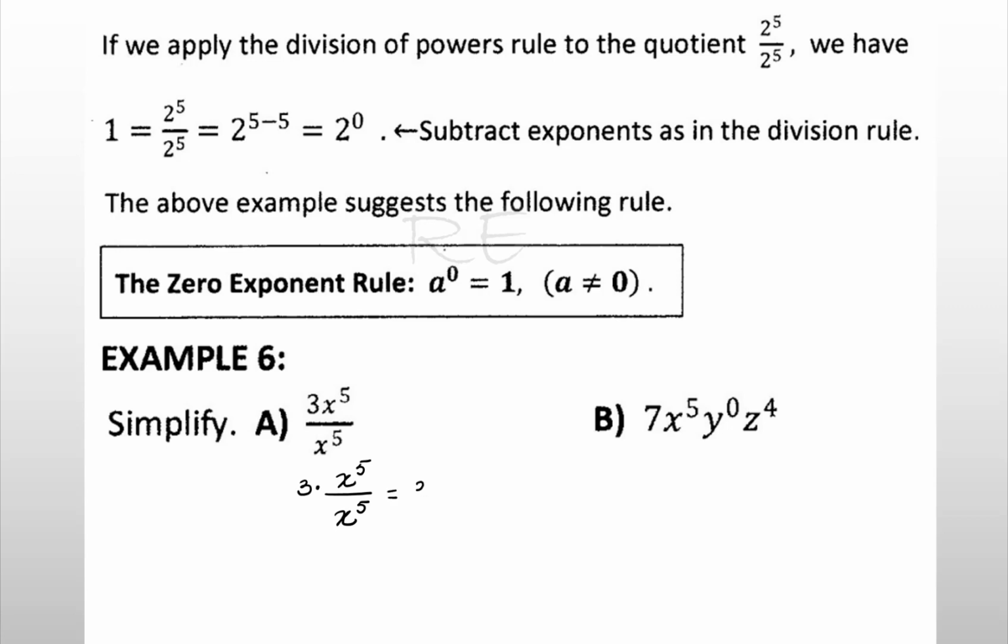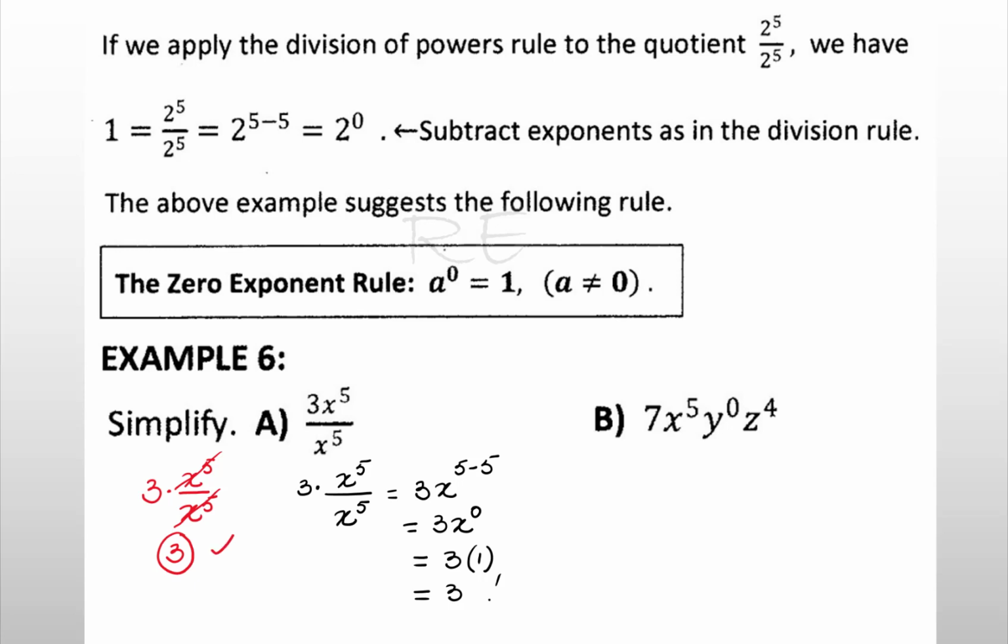If we want to explain everything, we could write A as 3 times x to the fifth over x to the fifth, which is 3 times x to the 5 minus 5, which is 3 times x to the 0, which is 3 times 1, which is 3. The quickest way to do this is just to cancel x to the fifth over x to the fifth. 3 times x to the fifth over x to the fifth. x to the fifth over x to the fifth is 1, so the answer is 3.